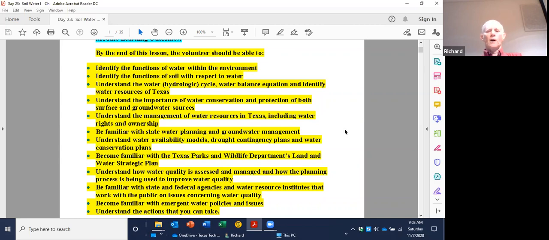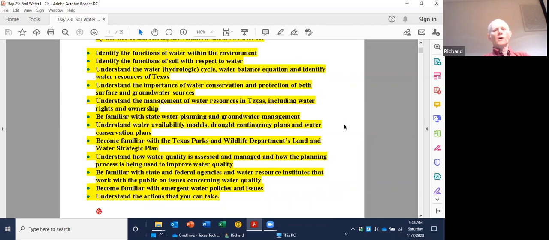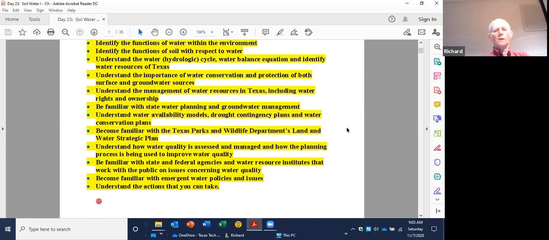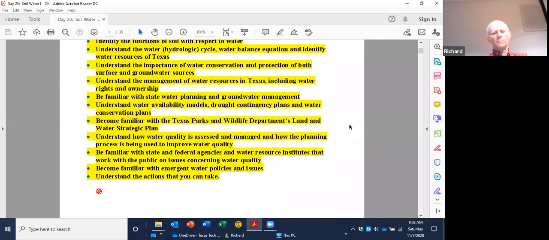Be familiar with the state water planning and groundwater management, understanding water availability models, drought contingency plans, and water conservation plans. Become familiar with the Texas Parks and Wildlife Department Land and Water Strategic Plan. Understand how water quality is assessed and managed, and how the planning process is being used to improve water quality. Be familiar with the state and federal agencies and water resource institutes that work with public issues concerning water policy. Become familiar with emergent water policy and issues, and understand the actions that you could take.